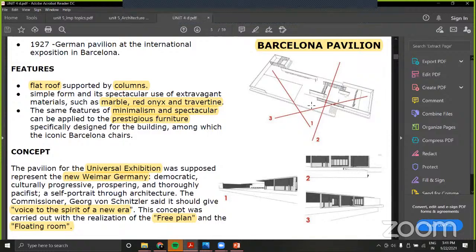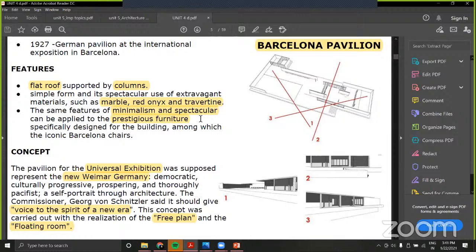The same features of minimalism and spectacle can be applied to the prestigious furniture specifically designed for the building, among which are the iconic Barcelona chairs. This building was constructed for the exposition of the Barcelona Pavilion, which happened in 1927.